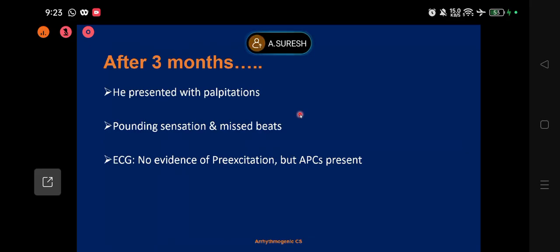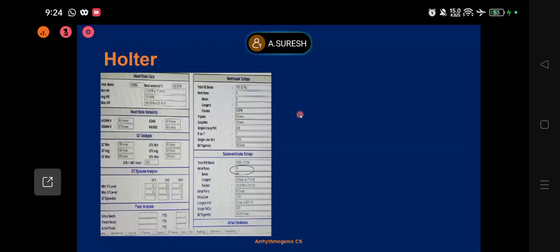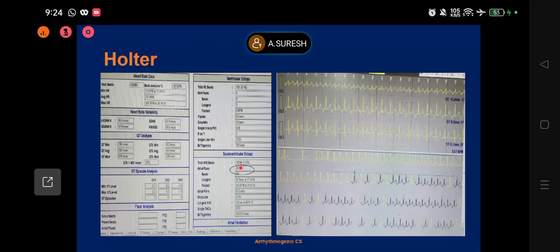Then he had a pounding sensation and missed beats. ECG showed no evidence of pre-excitation, but atrial premature complexes were present. He underwent Holter monitoring, which showed atrial runs, and the APC burden was 21%. You can see here the AT run and inverted P waves in leads 2, 3, aVF. So this patient was symptomatic not from pre-excitation; it was not a recurrence of the accessory pathway. Though, as we all know, right-sided accessory pathways have 15 to 20% recurrence, he was in sinus rhythm with no evidence of pre-excitation, so it was an atrial tachycardia.